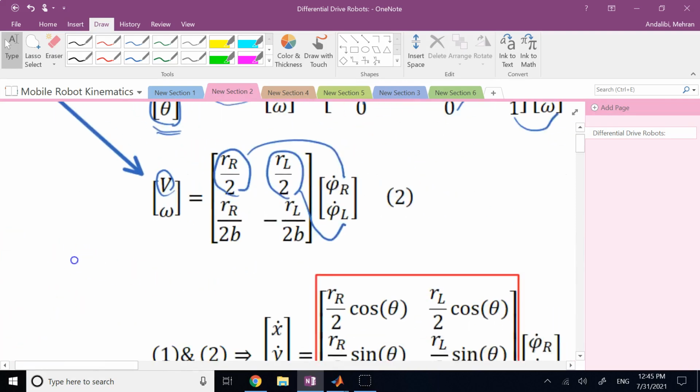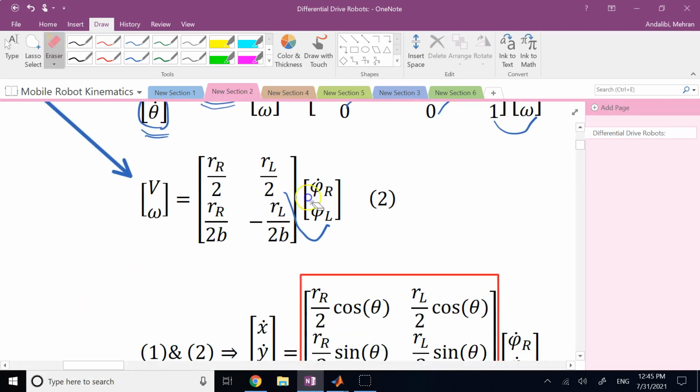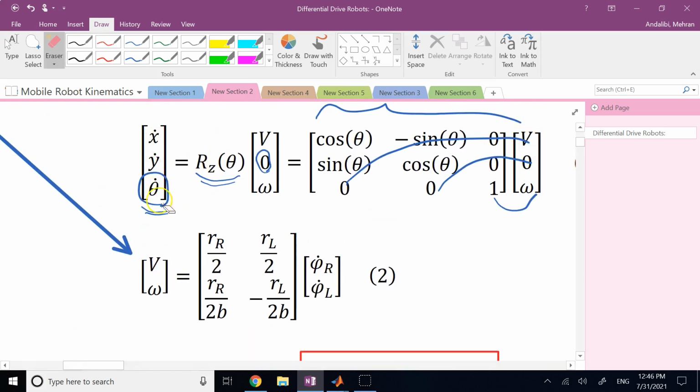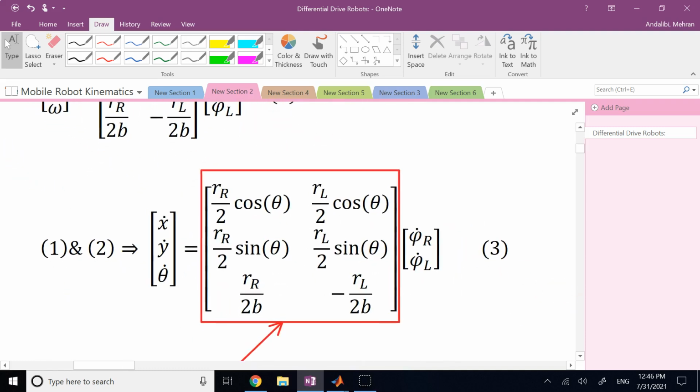If you look at the second row equation, if you multiply this by phi r, multiply this by phi l, that will give you omega. R right phi dot right minus RL phi dot L, the whole thing divided by 2b, that's omega. So now I have related V and omega to the joint velocities. I also could relate v and omega to what? To the workspace velocities. So if I combine these two equations together, I can directly go from what? From the joint velocities to the workspace velocities, right?